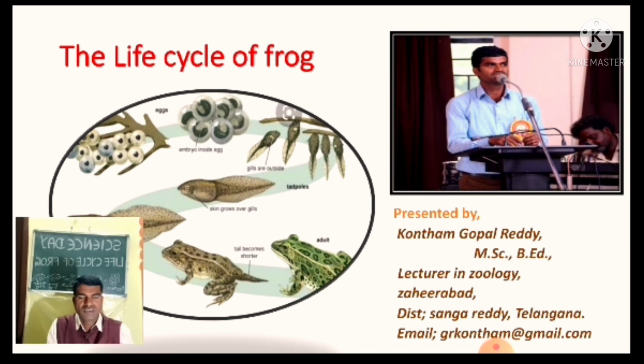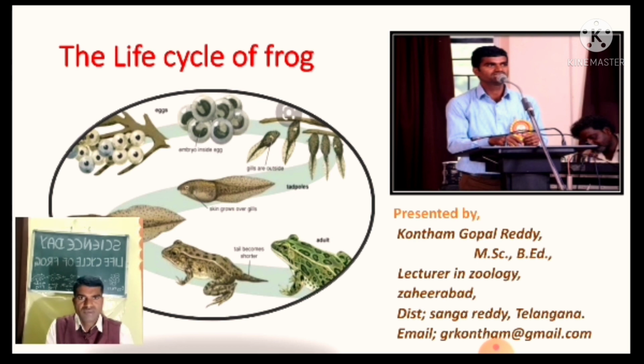The fertilization is now called external fertilization. The eggs are released into the water. That's why the fertilization is called external fertilization. From egg stage to adult stage, various developmental stages go on in the life cycle of a frog.